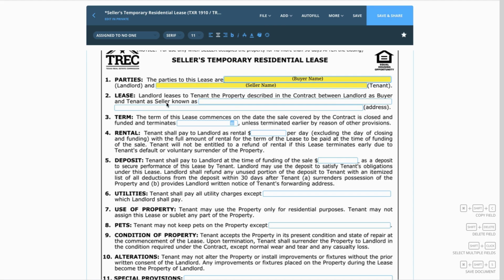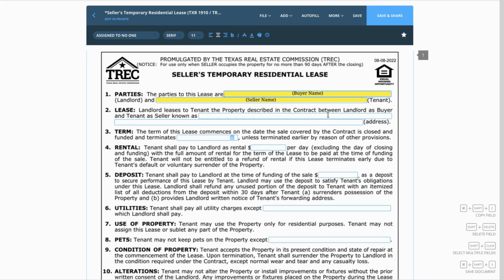And then it says landlord to the tenant, the property described in the contract between landlord and buyer and tenant is known as, and this is where you're going to put the address, the full 911 address. You're going to put it here. Again, you're actually going to put the address here. It even says as a hint, address goes there.